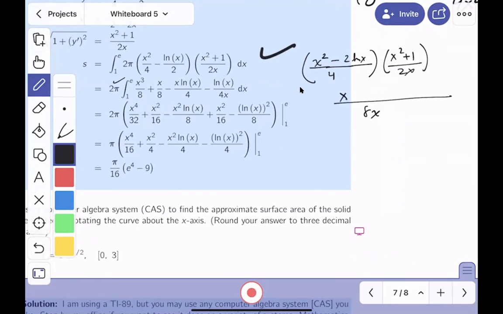And then you'd get x to the fourth plus x squared minus 2x squared ln x minus 2 ln x. And let's see if we get that. So the first term would be x cubed over 8. I got that. The next term would be x over 8. I got that. The next term would be minus 2 ln x. No, not minus 2, because the 2 cancels with the 8, right? So minus x ln x over 4. That looks pretty good. And the last guy would be ln x over 4x, and that looks pretty good.